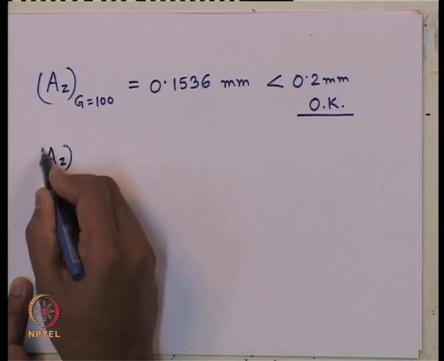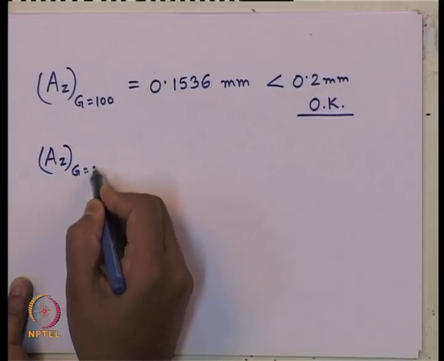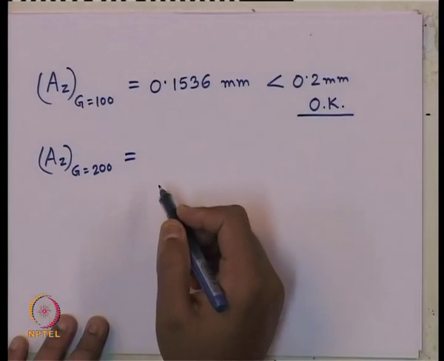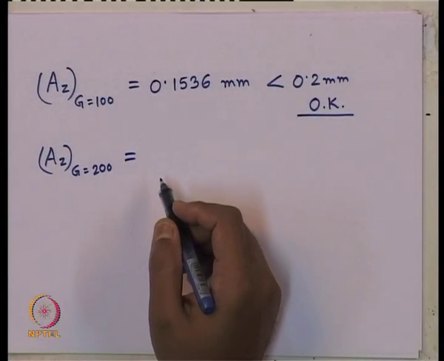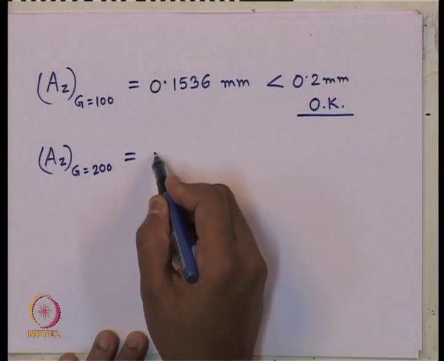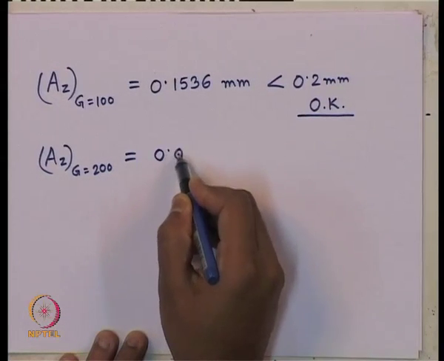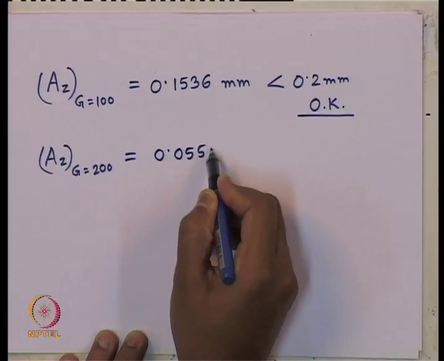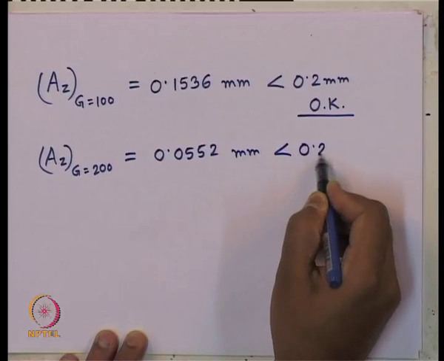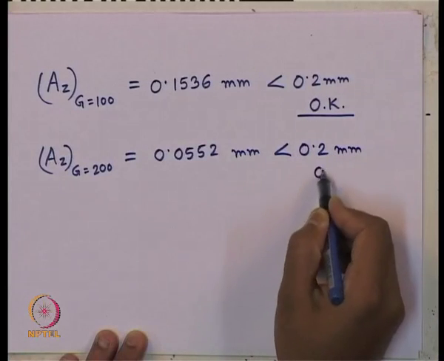Similarly, for Az at G equals 200, we change the values of Kz and omega n for this third type of soil, and we get the value 0.552 mm, which is again less than 0.2 mm. Therefore, okay.